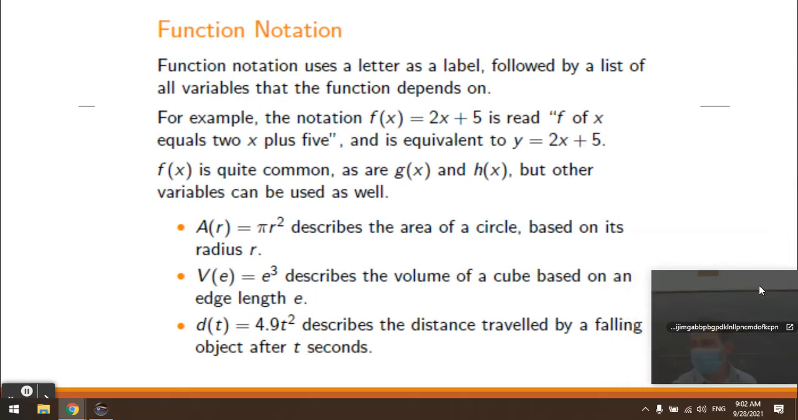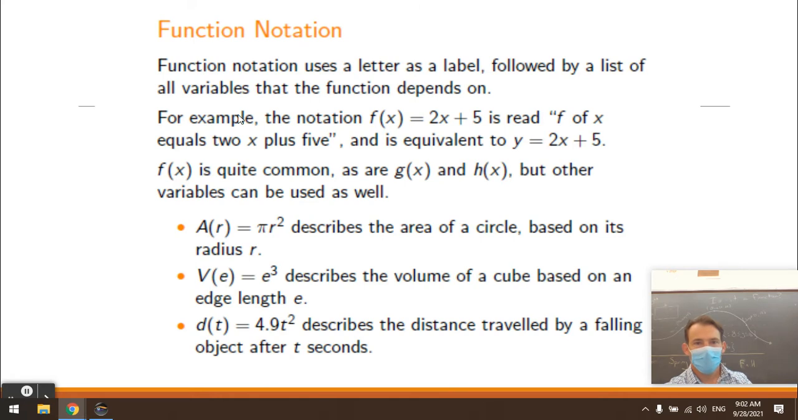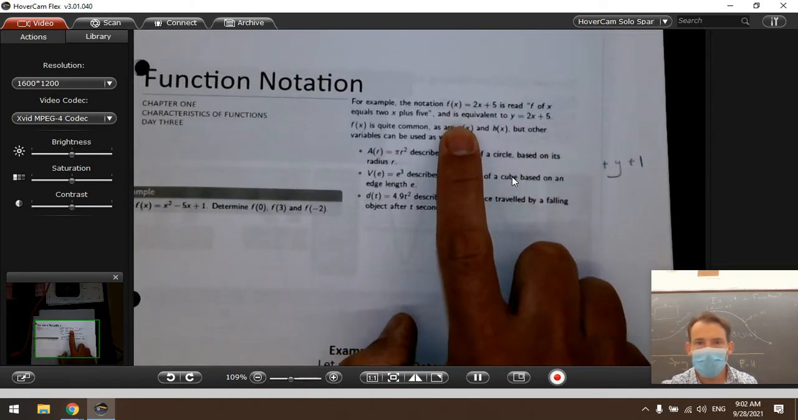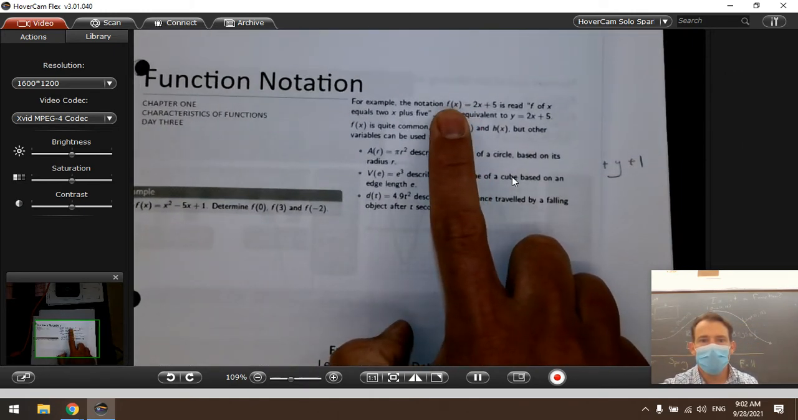And so here it is. And this is on your note over here. Function notation uses a letter as a label, followed by a list of all variables that the function depends on. Okay, so we're going to be seeing familiar equations, but they're going to be preceded by function notation here.